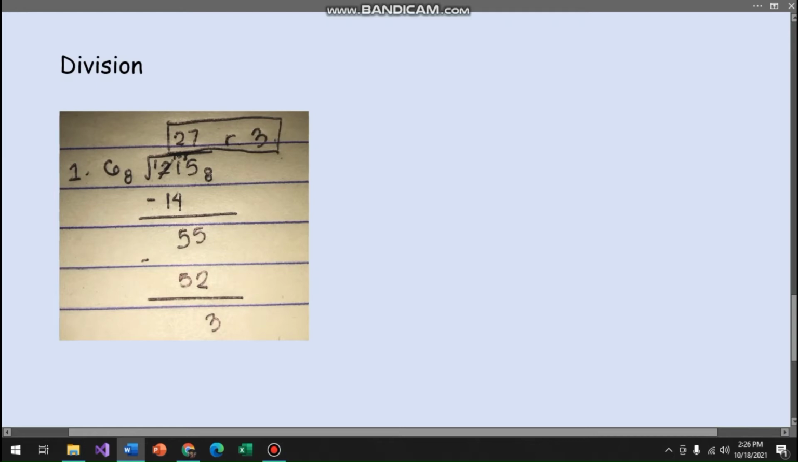So now let's bring down the 5, and now we will look again in the table. The closest one to 55 is 52, which is 6 times 7, so we will use 7 and 52 and 52. Now, 5 minus 2 is 3 and 5 minus 5 is 0. So, the final answer is 2, 7, remainder 3, base 8.